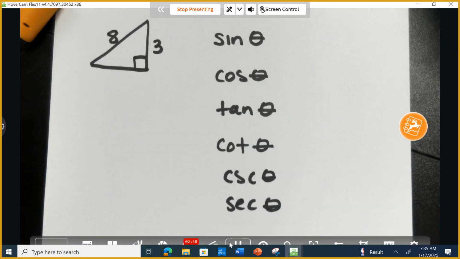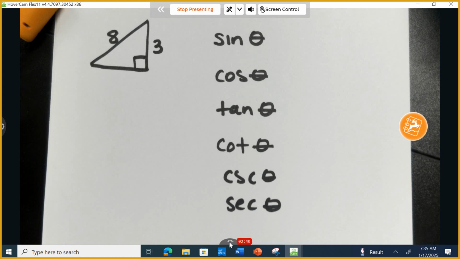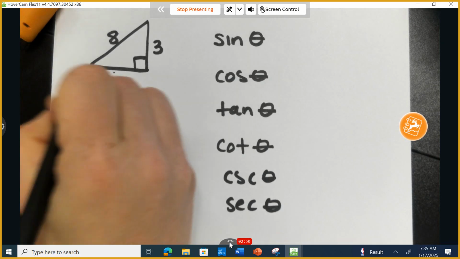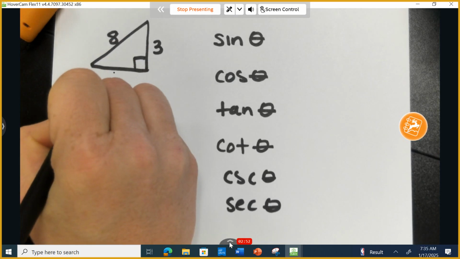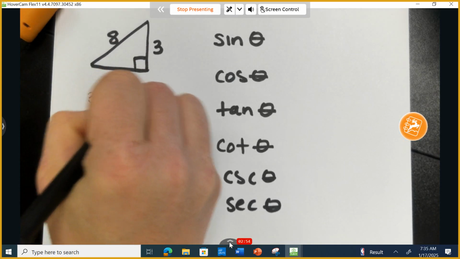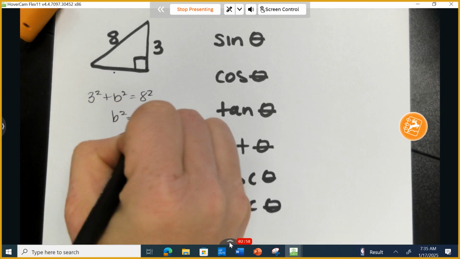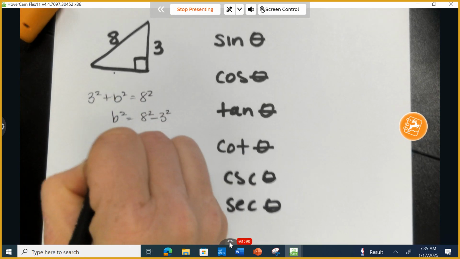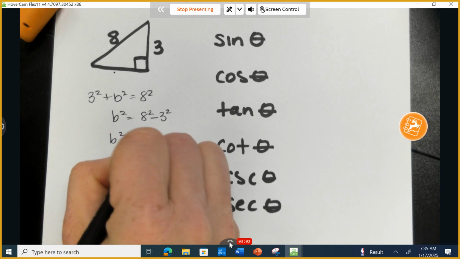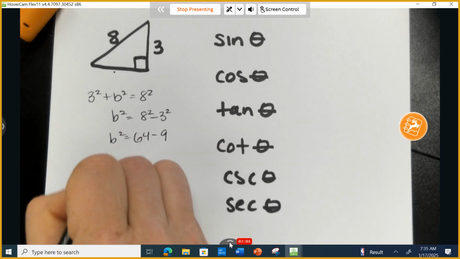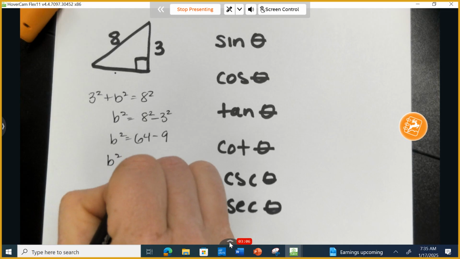Now this looks a little more complicated. It's not a Pythagorean triplet. Those are pretty ones. They have no radicals involved. The 3, 4, 5s, the 5, 12, 13s. I need to figure out this missing length, and I'm going to do the exact same thing. A squared plus b squared equals c squared. So b squared is equal to 64 subtract 9. So what do I end up with? I end up with 55.